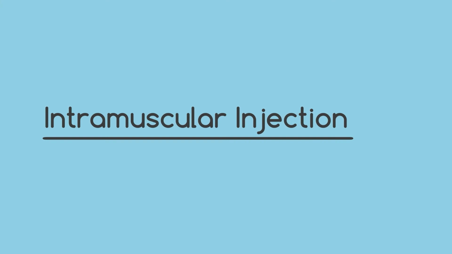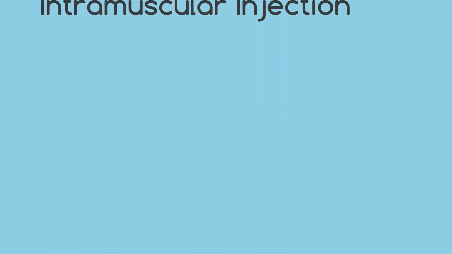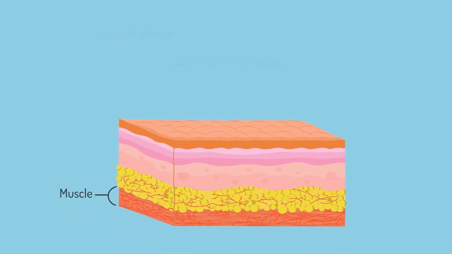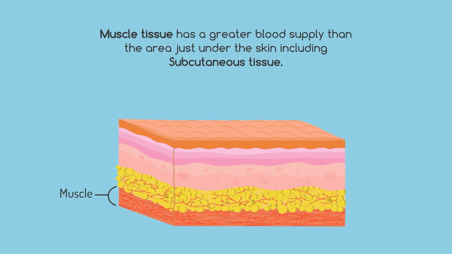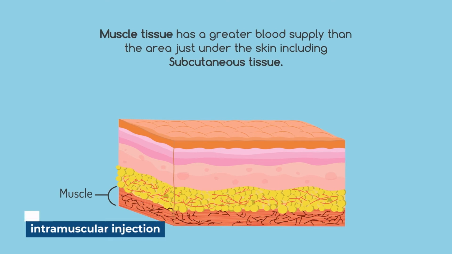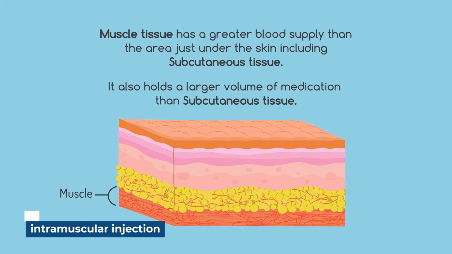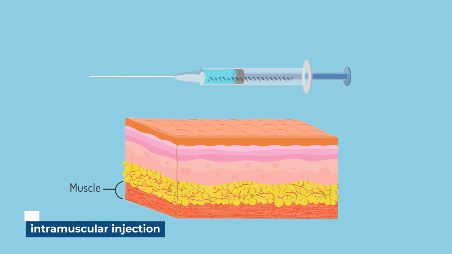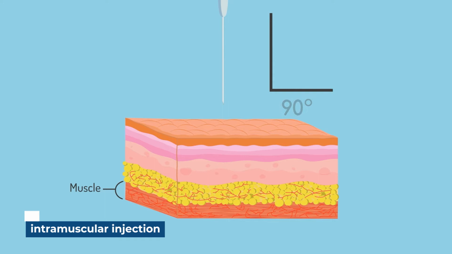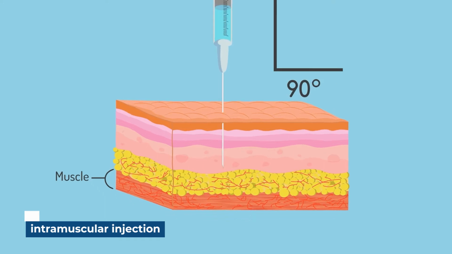Next, we will discuss intramuscular injection. Muscle tissue has a greater blood supply than the area just under the skin, including subcutaneous tissue. It also holds a larger volume of medication than subcutaneous tissue. An intramuscular injection is given at a 90-degree angle.